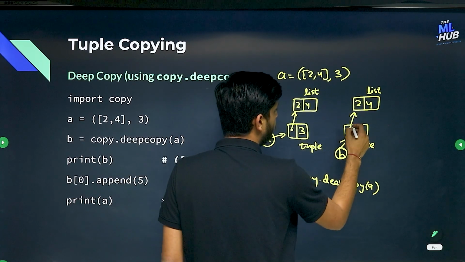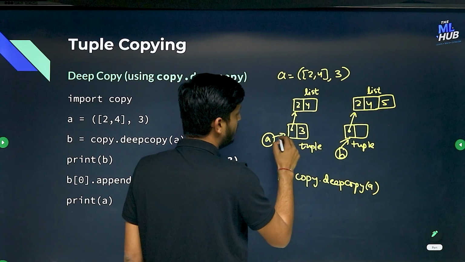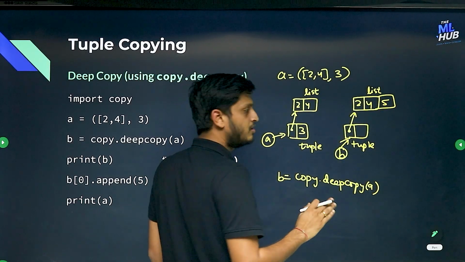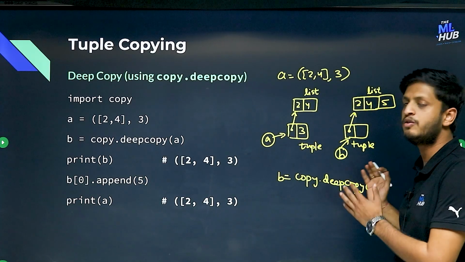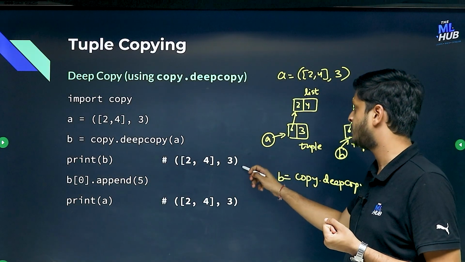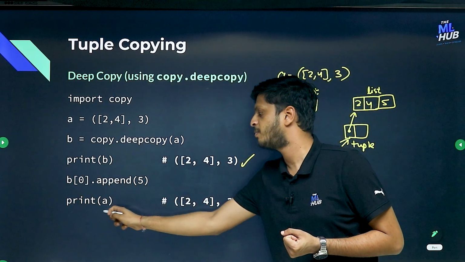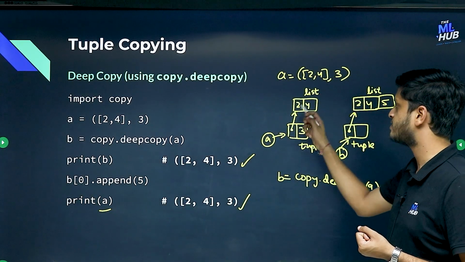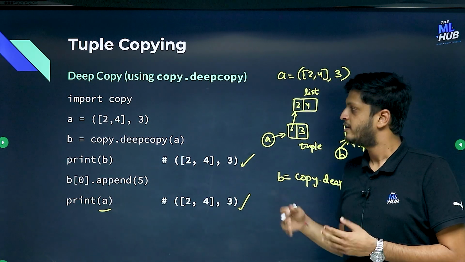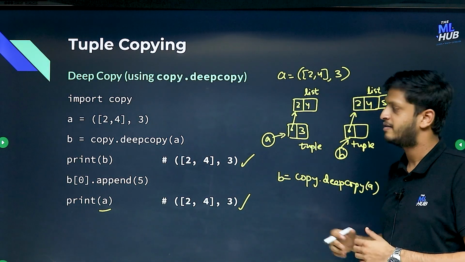Now if you do B0 dot append 5, 5 will be appended here. And if you print A now, A is not changed. So if you have to create a copy of everything, you should use deep copy. If you print B, 2, 4, 3 will be printed first. And if you do B0 dot append 5, A will not change. If you print A, you will still get 2, 4, 3, which is this tuple. So the concept of shallow copy and deep copy is the same as in lists.